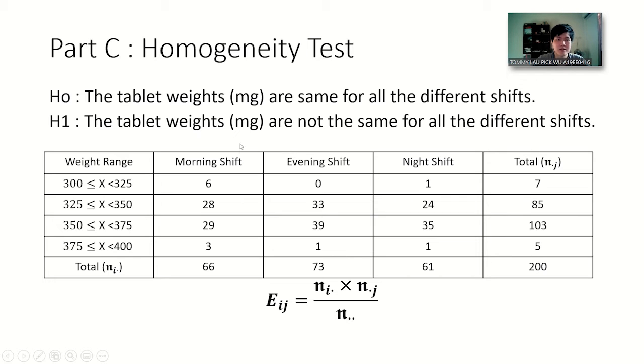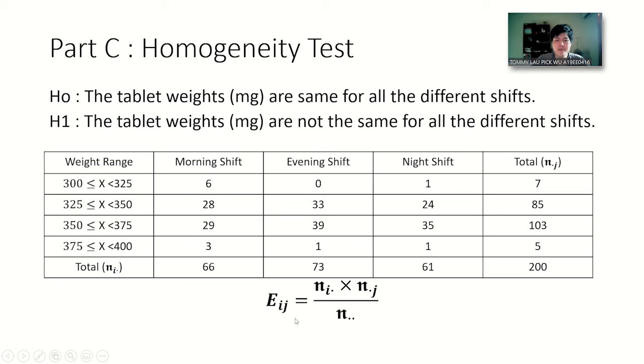Then we record all the observed frequency according to the different weight range and the three different shifts. As a result, we will get the table like this. Then we calculate the total frequency for each row and each column.